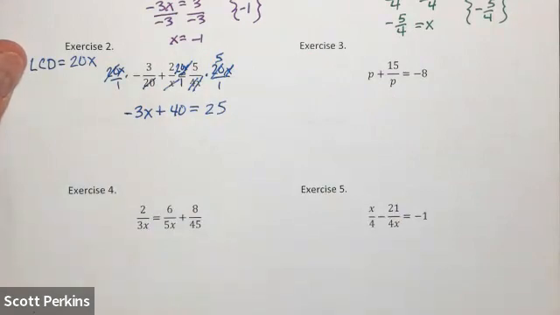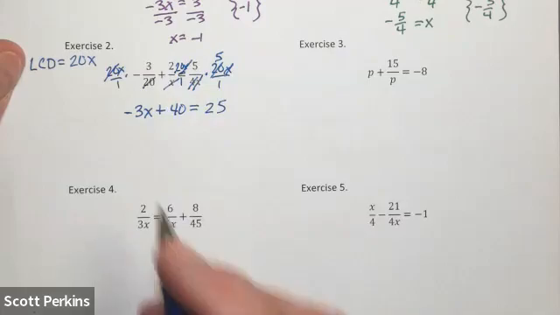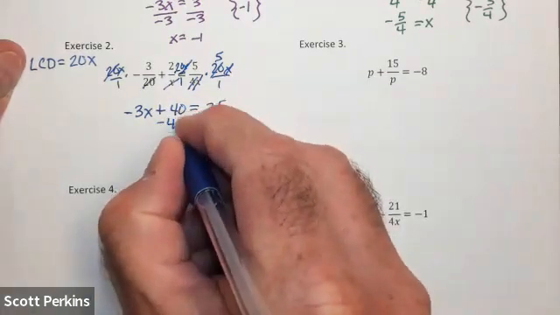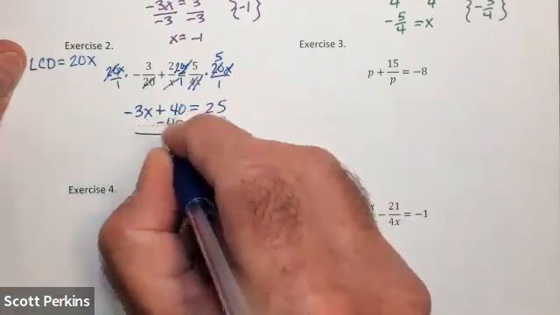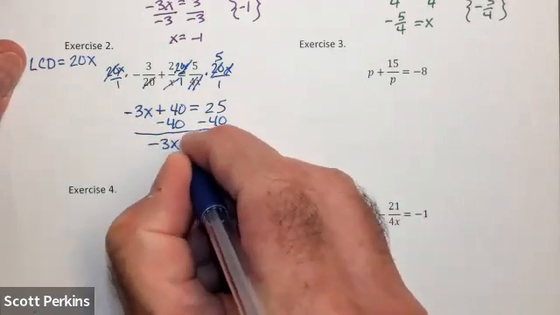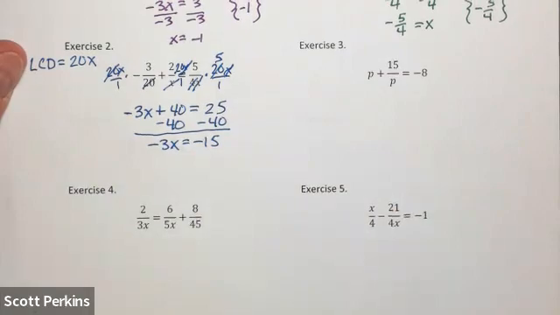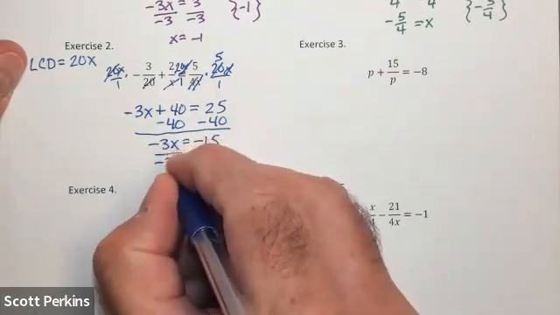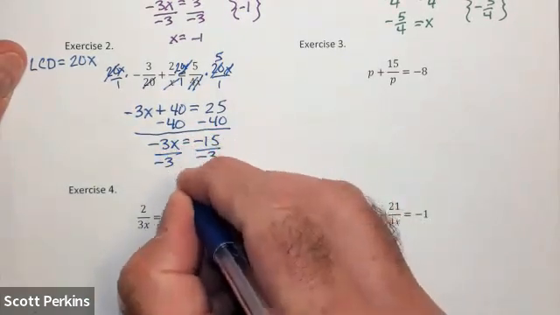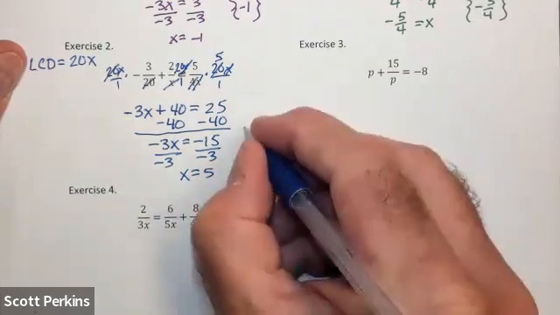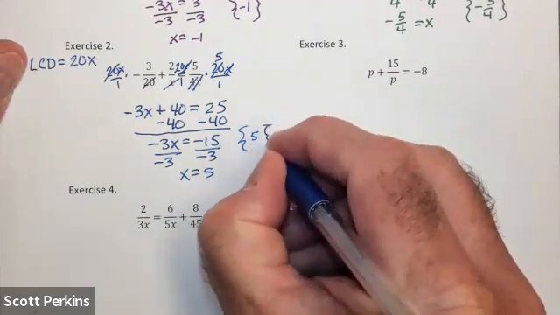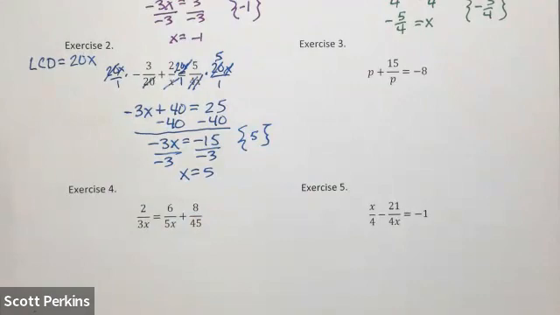And there we go. I have cleared the fractions. I've made a much easier equation to look at. And so now I'm going to finish this problem. I'm going to subtract 40. That's the first step. And I get negative 3x is 25 minus 40. My calculator tells me that's negative 15. And then divide. And x is equal to 5. There we go. I'm going to write that in some squigglies. And I'm done. Solution set. Question?